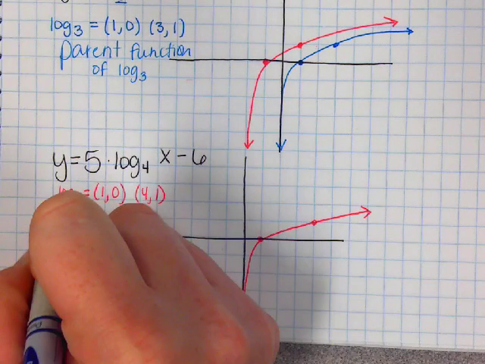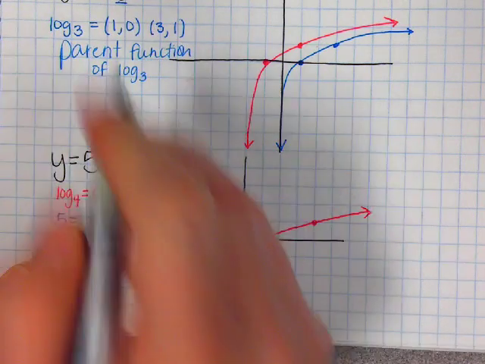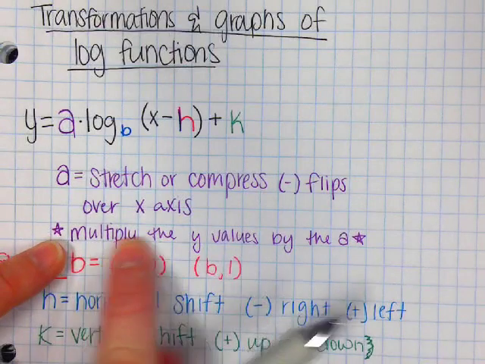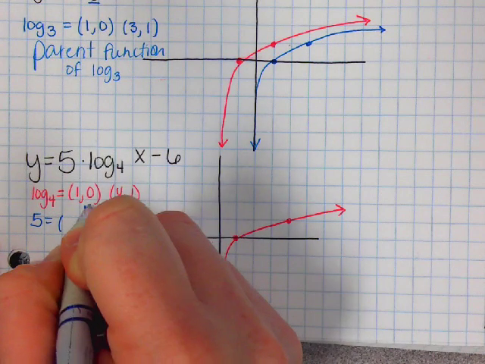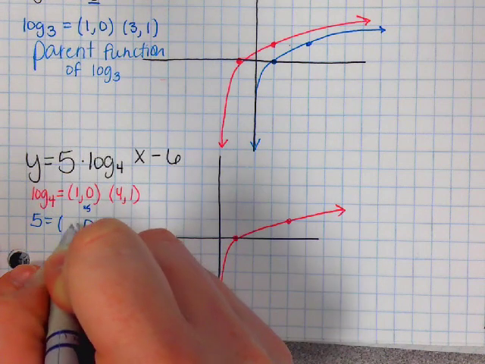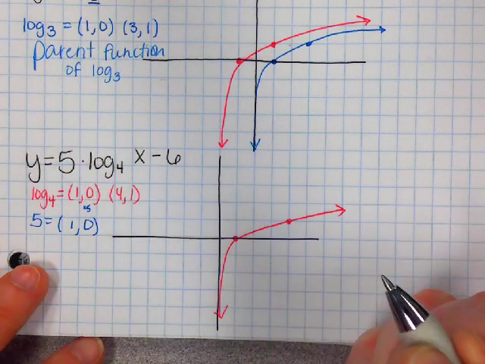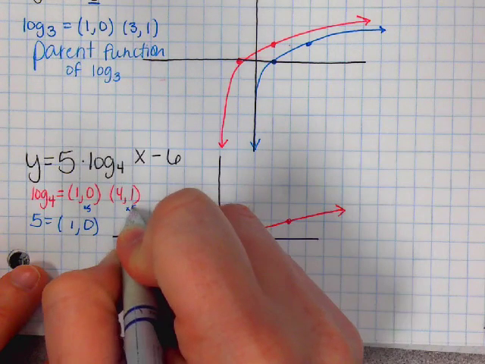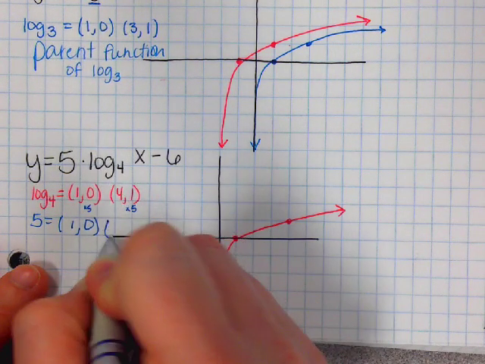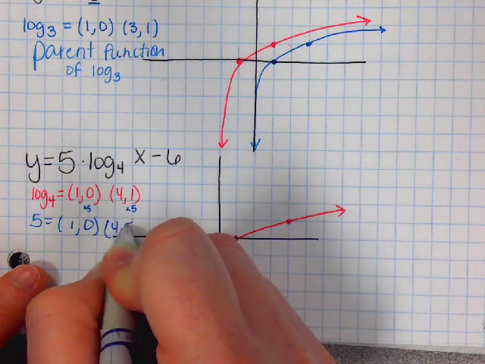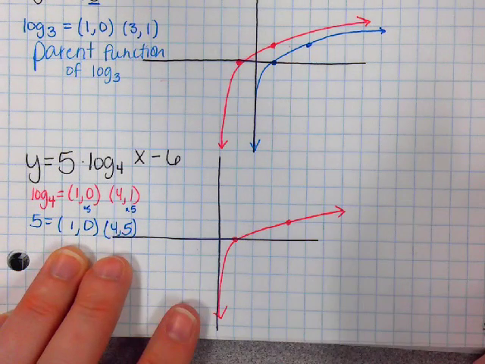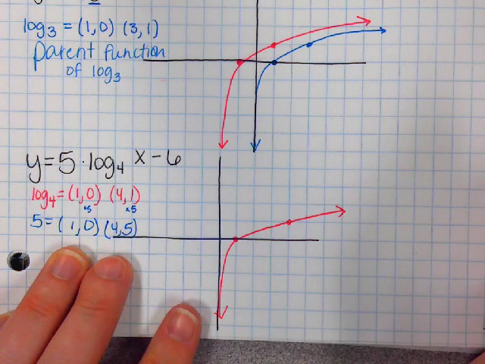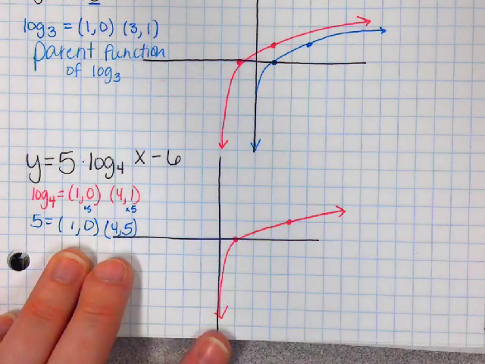Then I need to do the transformation. So 5 means stretch. You're going to multiply the y values by the a. I can multiply this times 5. 0 times 5 would still be 0, so it's still going to go through the point 1, 0. And then I'm going to multiply this times 5. So 4 stays the same, and 1 times 5 is 5. So I'm going to go through the points 1, 0, and 4, 5.